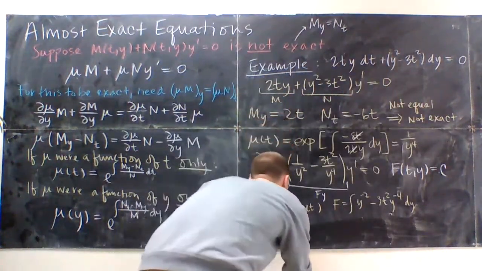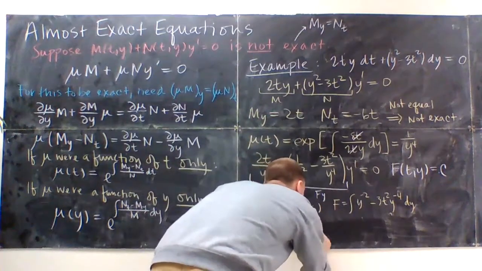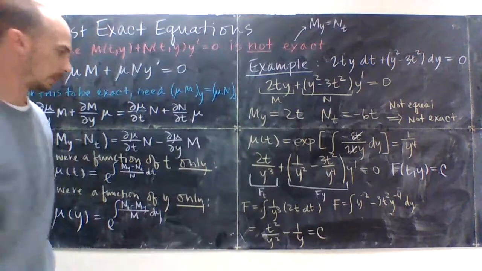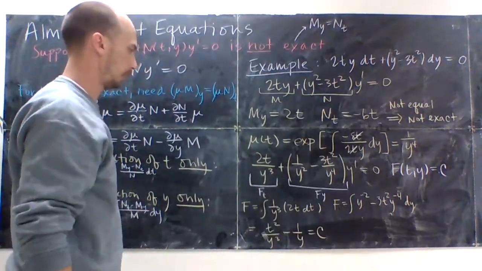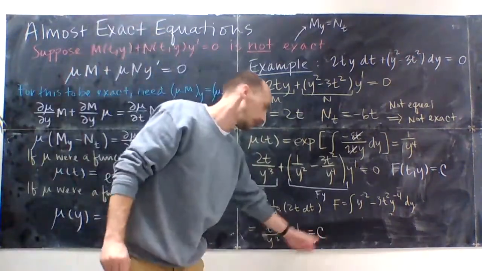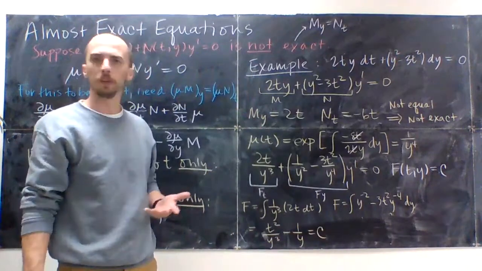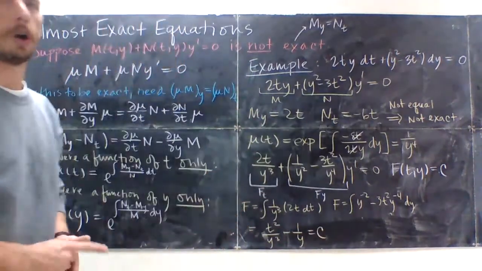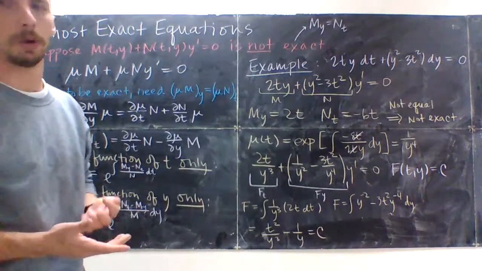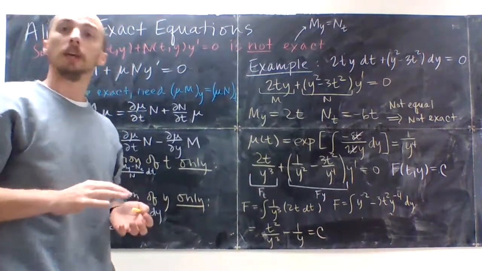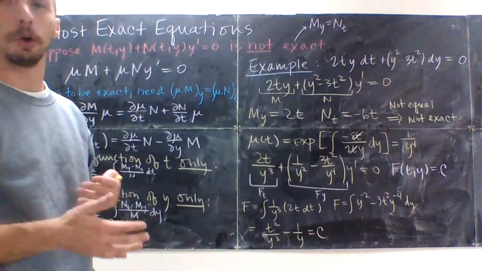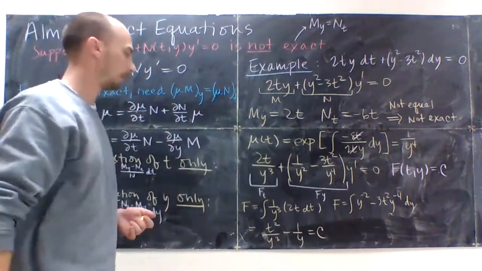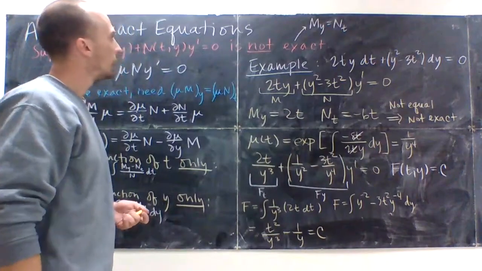So t squared over y to the 3 minus 1 over y is equal to c. And if this came with an initial condition, I could go ahead and find out what that c is. Say that y of 1 was equal to 1, I think that would mean that c was 0. But this is almost exact equations. This is how you deal with a differential equation that's not exact, but is kind of close, and we can use an integrating factor to make it exact. Get ourselves a nice implicit solution. Okay? And that's all I got for you.